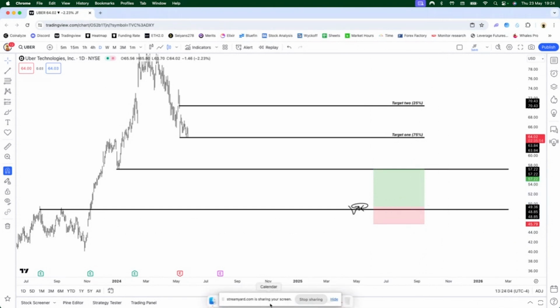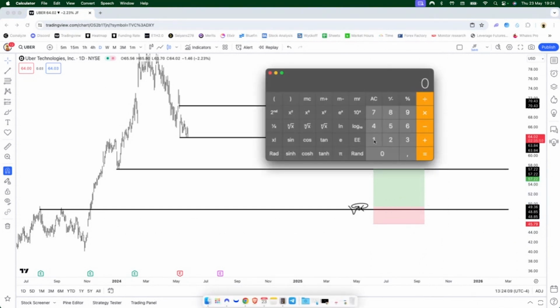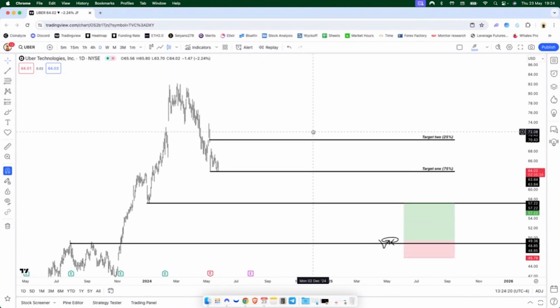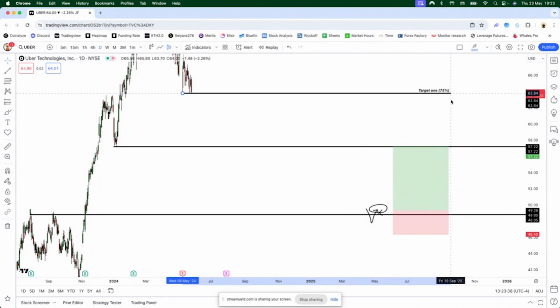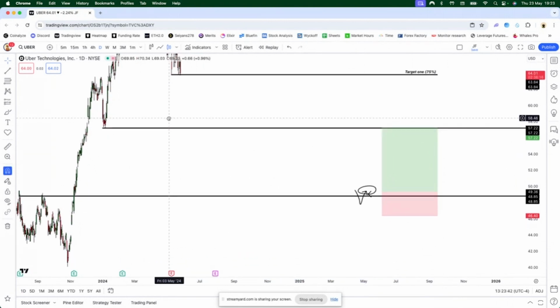And I'll also tell you how many dollars you can use with a $500 account. So the stop loss is 7%. So I want to divide 100 by 7, which is 14%. So 5 times 14 is $70 you can use for the Uber trade. And target 2 for that position can be 63.84, which is target 1 for our first position.